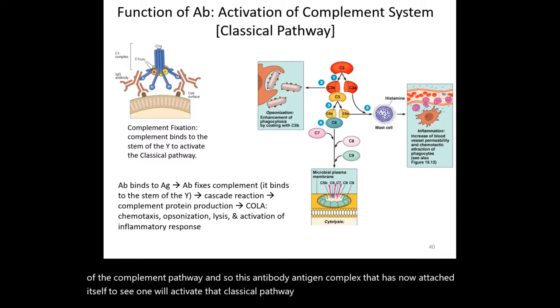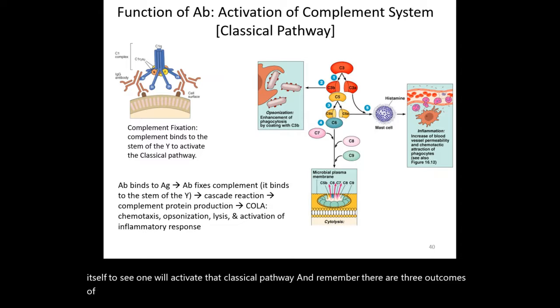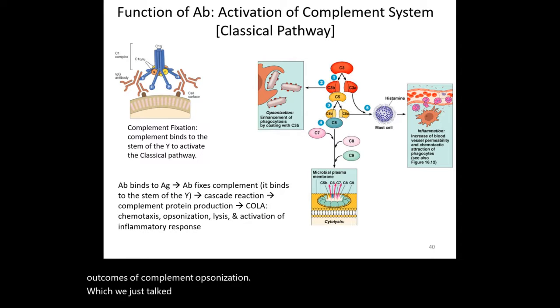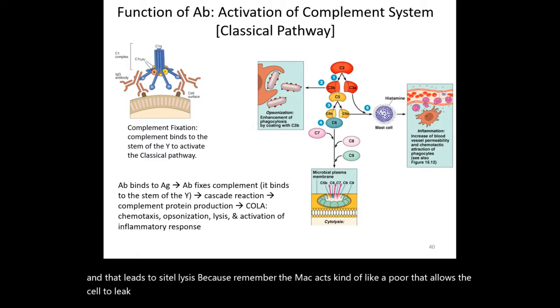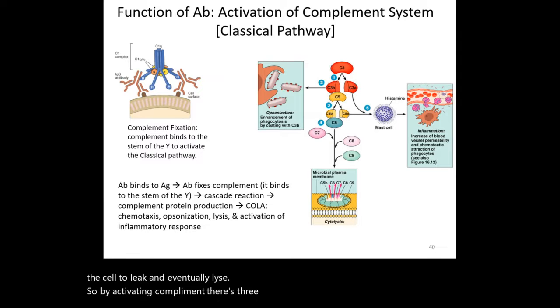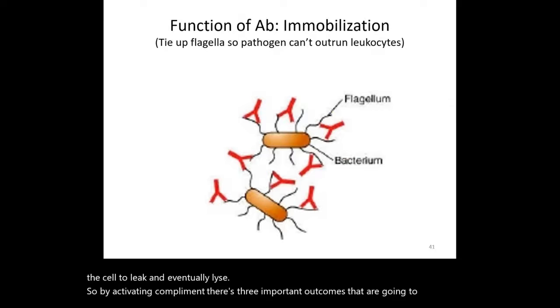And remember, there are 3 outcomes of complement: opsonization, which we just talked about, inflammation, and the membrane attack complex, which is MAC. And that leads to cytolysis, because remember, the MAC acts kind of like a pore that allows the cell to leak and eventually lyse. Okay, so by activating complement, there are 3 important outcomes that are going to happen.